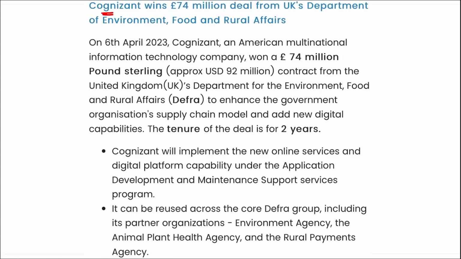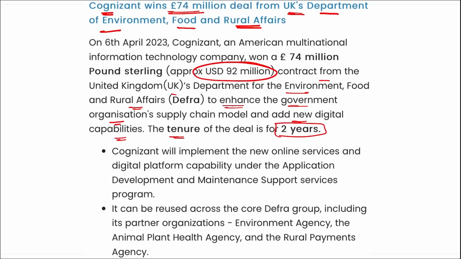Next, Cognizant has won a 74 million deal from UK's Department of Environment, Food and Rural Affairs. I repeat, recently Cognizant has won a 74 million pound sterling deal from UK's Department of Environment, Food and Rural Affairs. If converted, this roughly translates to a $92 million contract to enhance the government organization's supply chain model and new digital capabilities. The tenure of the deal is 2 years.